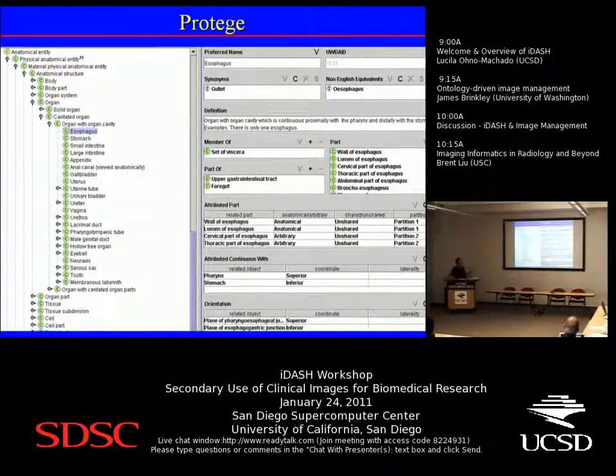And on the right side is the so-called frame associated with that, which are all the attributes. So the esophagus is a member of the set of viscera. It has a definition. It's got synonyms. It's got a preferred name. It's got a unique ID. It's got parts, etc.